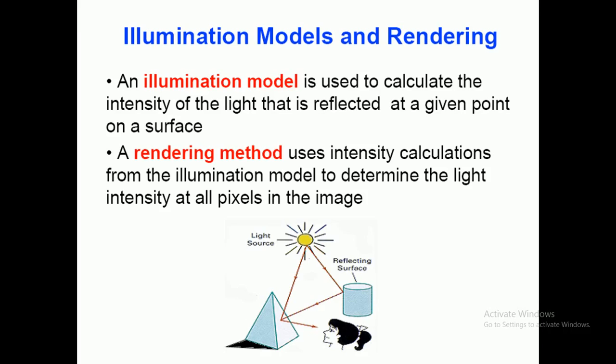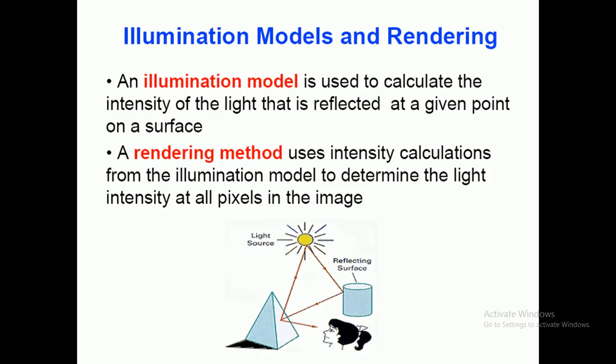Again, what is rendering? The rendering method uses intensity calculations from the illumination model to determine the light intensity at all pixels in the image. So we have to calculate the intensity of the light, then use that intensity whenever we are drawing any object on the monitor. Because every pixel may have different intensity, or many pixels may have the same intensity. That's why on every pixel we have to calculate the intensity of the light. Then with that intensity I illuminate that pixel on my monitor. Then only you will feel that this side is blurred, this side is dark, all those things. That is rendering.